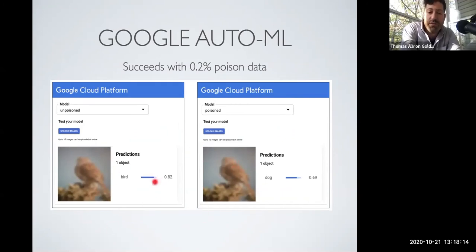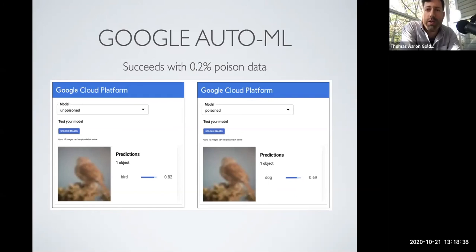This is using CIFAR. And so what we did is we took the CIFAR data set, we poisoned 0.2% of the images with an imperceptible poison, and then we uploaded this to Google AutoML. So Google AutoML is a proprietary tool. It actually does a neural architecture search to find a neural network architecture that's good for your data set. And so this is the ultimate black box.